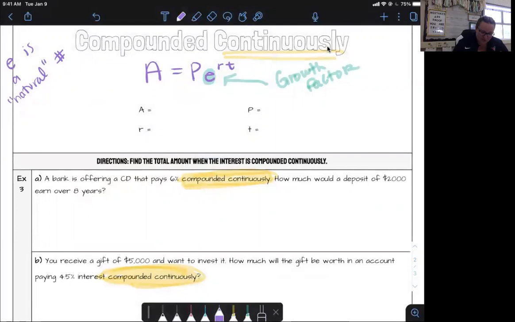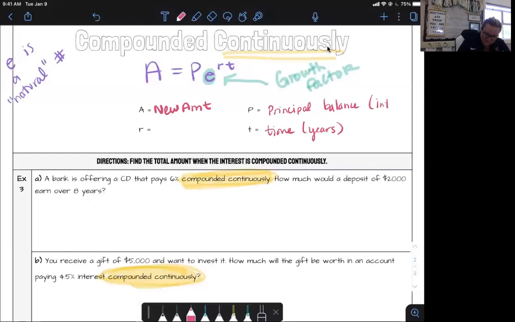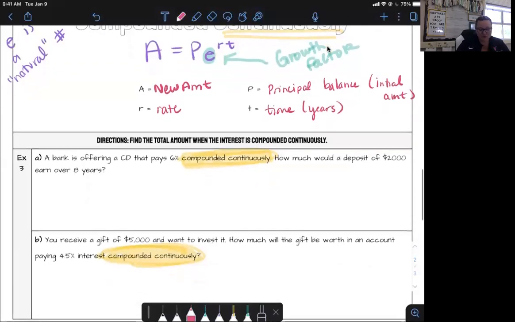accounts. So A is still your new amount, what your account has grown to over time. T is still your time, and we use time in years. P is still your principal balance or your initial amount or original amount, whatever words you want to use. And r is still your growth rate. So instead of having to calculate 1 plus r over n, you just use the number e instead. So I'll show you what this looks like.